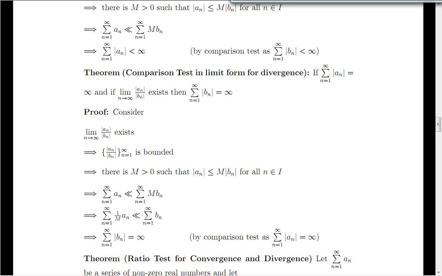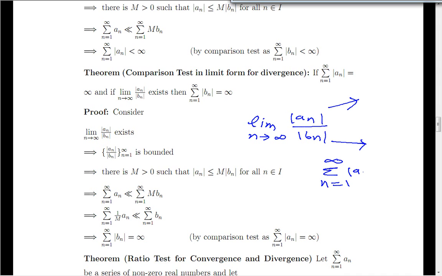We have also seen comparison test in limit form for convergence. Basically, we can say that if the limit of |an| upon |bn| exists finitely, and if one of the series is convergent or divergent, then the other series is also convergent or divergent. We often describe this by saying that series Σ|an| and series Σ|bn| converge or diverge together. Thank you.